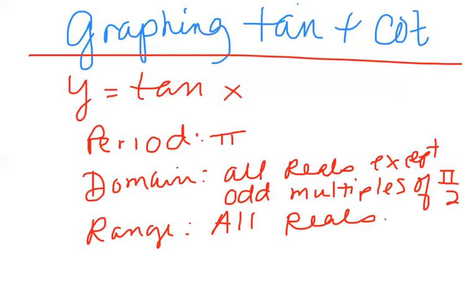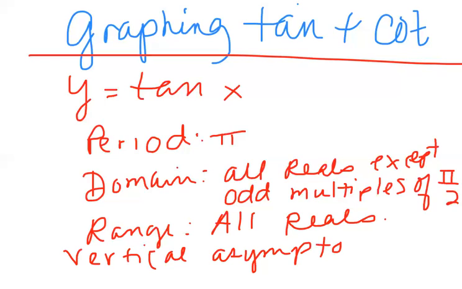Now, here's a very important key characteristic of these functions, the tangent function as well as the cotangent function. They have these vertical asymptotes, guys, okay? Vertical asymptotes at odd multiples of pi over 2. I don't have enough room to write it on here, that's why I'm just putting pi over 2, but it's odd multiples of pi over 2.